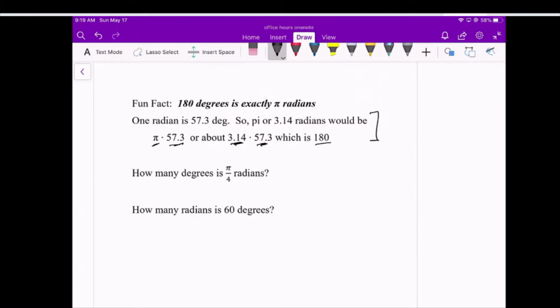How many degrees is pi over 4 radians? How many radians is 60 degrees? Would you pause the video and see if you can work that out?